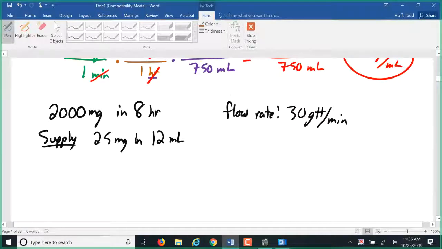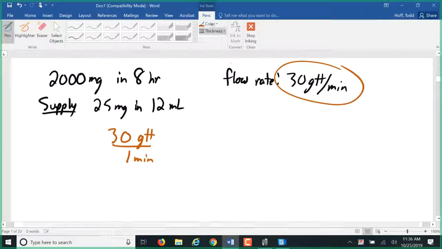So again, we're still looking for that drop factor, which has drops in the numerator. So we're going to start with something else that has drops in the numerator: 30 drops per 1 minute. So we don't want to change the drops. We want to get rid of the minutes to get this in drops per milliliter. I don't have anything else that's in minutes, so I'm going to have to change my minutes into hours so that I can work with the hours. 60 minutes for 1 hour. I'll have drops per hour.